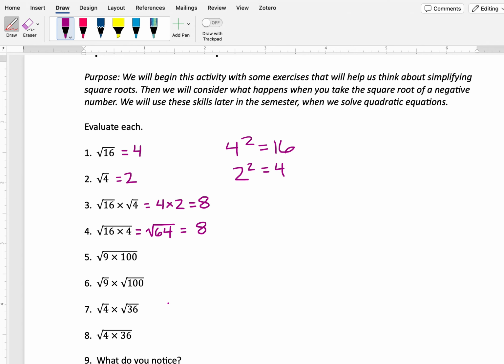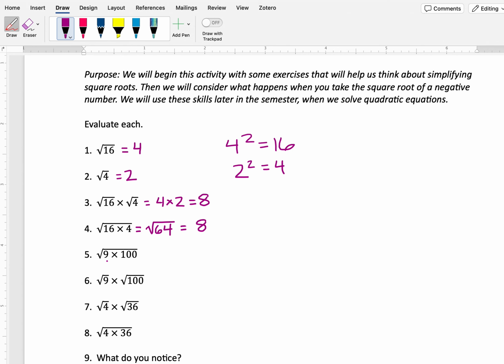For number 5, we're doing the same thing, but now we're going to find the square root of 9 times 100. 9 times 100 is 900. So we want to find the square root of 900. You can use a calculator for that if you need to, or you might be able to think about the answer. What times itself equals 900? That would be 30.